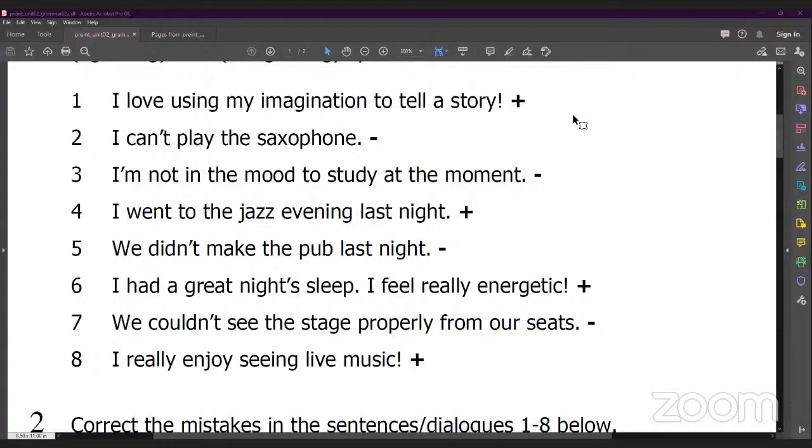Okay, Miss Quinto, please. Number 1 and 2. So do I. Neither can I. Okay, but read the number 1. Read the sentence and give the structure. Okay. I love using my imagination to tell a story, and so do I. Yes, number 2. I can't play the saxophone, neither can I. Yes, perfect. Mr. Olivo, thank you.